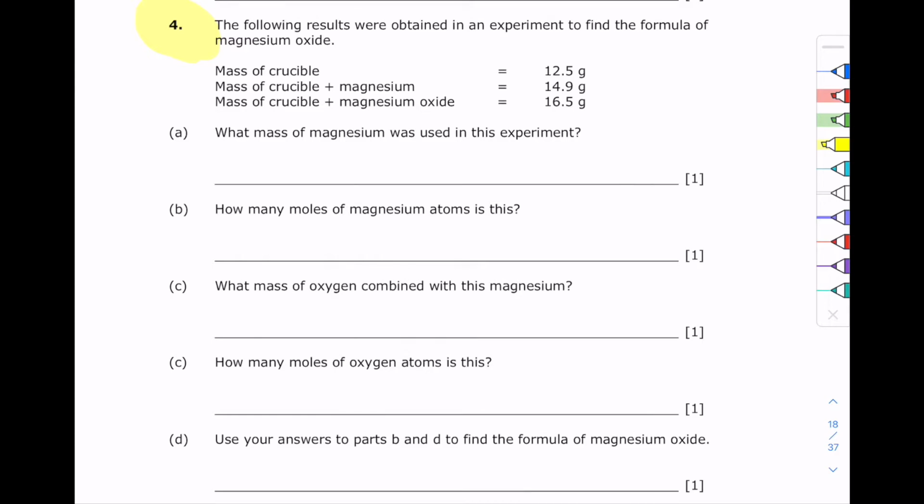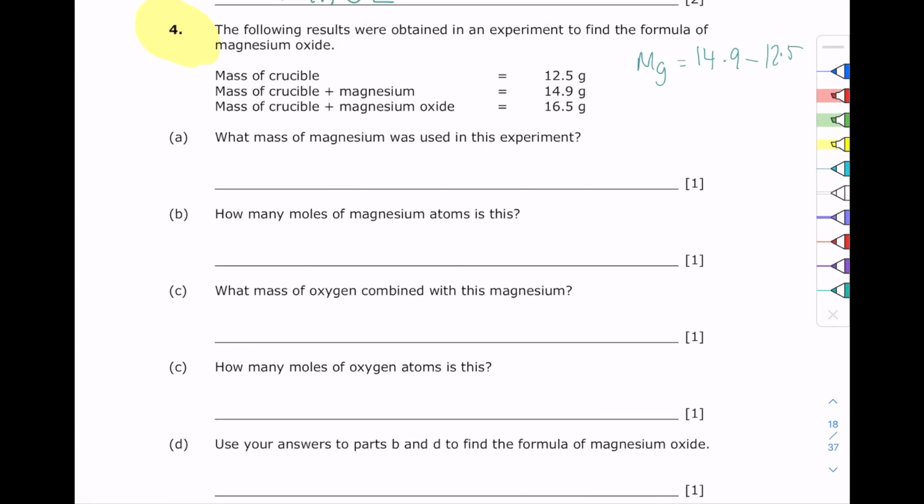So last week we left out question 4. The following results were obtained in an experiment to find the formula of magnesium oxide. We have the mass of the crucible, the mass of the crucible and the magnesium, and the mass of the crucible and the magnesium oxide. The hardest bit in this is actually getting the masses correct. So your first calculation to find out the mass of just the magnesium is going to be 14.9 minus the mass of the crucible, which was 12.5. That will get you the mass of the magnesium. Then to work out the mass of the oxygen, have a think about what you would need to do.